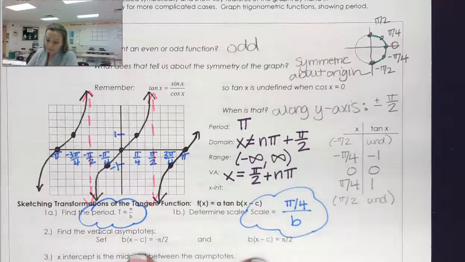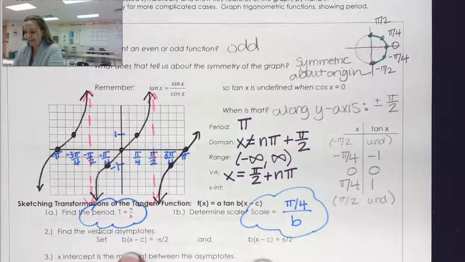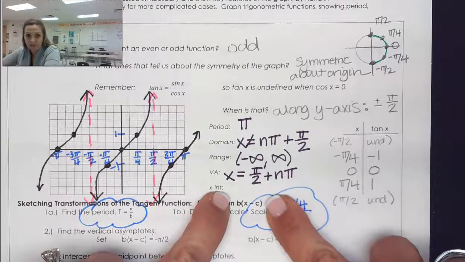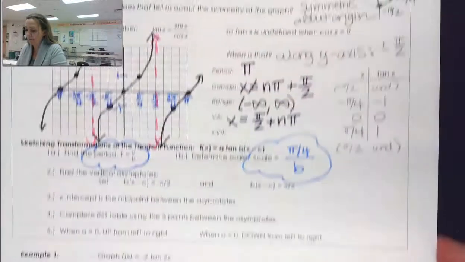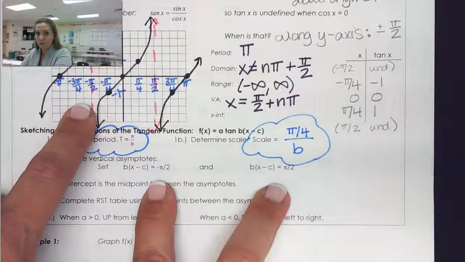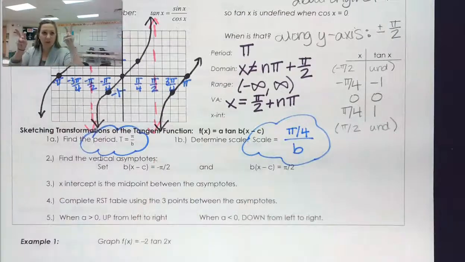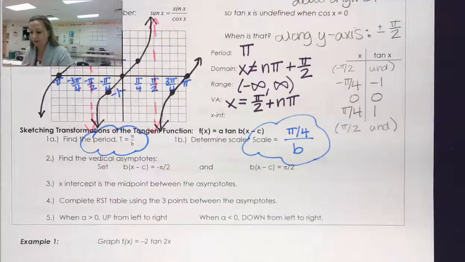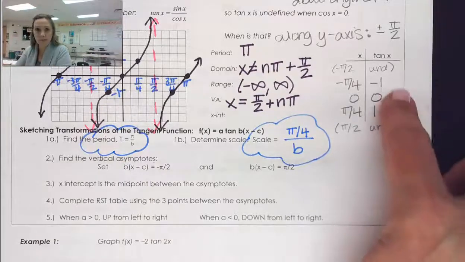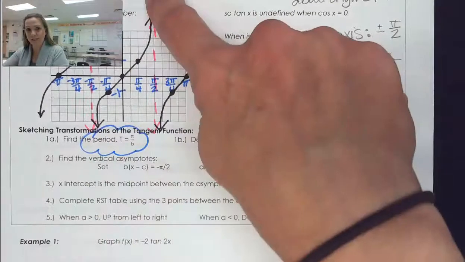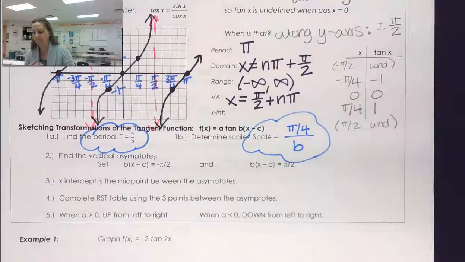We then can find the vertical asymptotes by setting b times x minus c, which is essentially what you're taking the tangent of. We're going to find the vertical asymptotes by setting what you're taking the tangent of equal to negative pi over 2 and pi over 2, where we found the original asymptotes. The x-intercept will be the middle. We'll complete the RST table using the 3 points, not the undefined values. And then what you'll notice is that when your A is positive, it's going to go up from left to right. And when it's negative, we'll see that it'll go down from left to right.